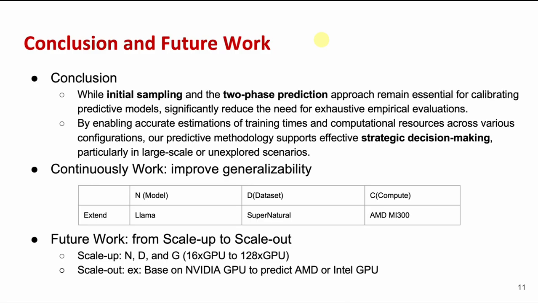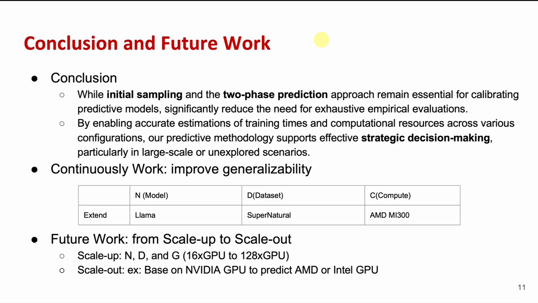So the conclusion is that using this initial sampling and the two-phase predictions, we can calibrate the prediction model pretty well and significantly reduce the need for exhaustive empirical evaluations. Also, this result can inform strategic decisions.